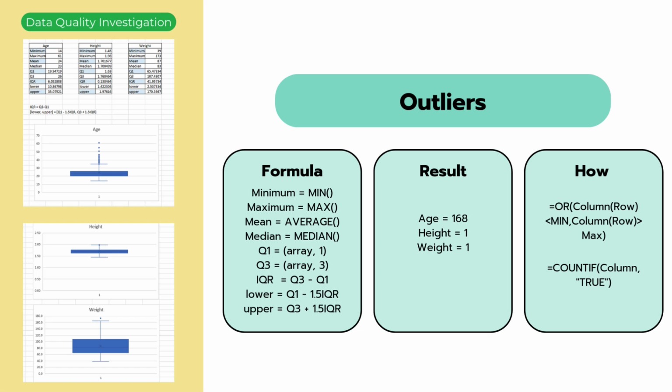By using the formulas following this, we then find outliers by using an Excel formula, and the result shows that if it is false, it's not an outlier, but if it's true, it's an outlier. And the last thing that we do, we check the amount of outliers by using the formula COUNTIF to count the amount of TRUE.